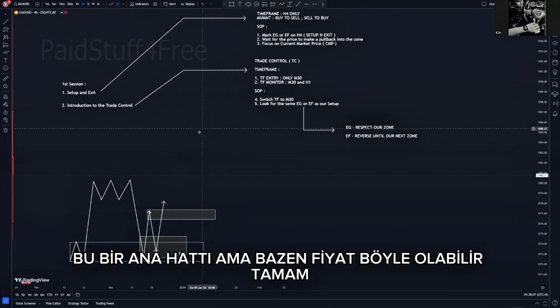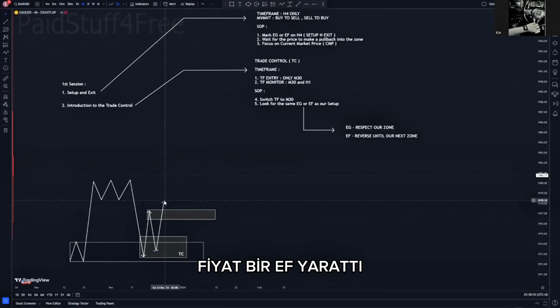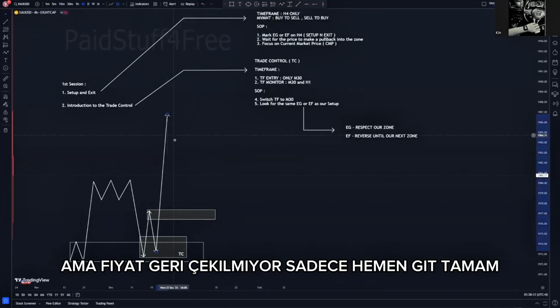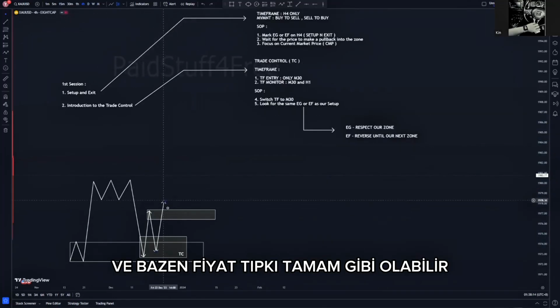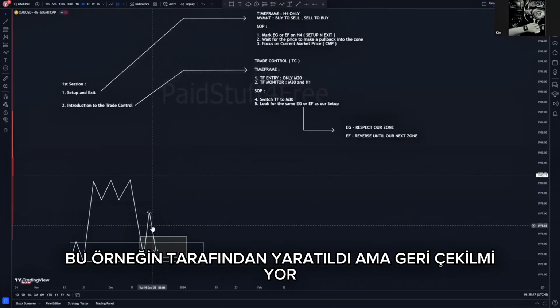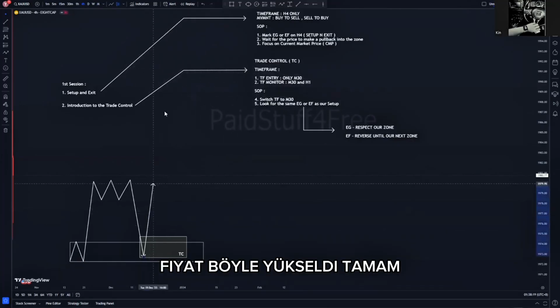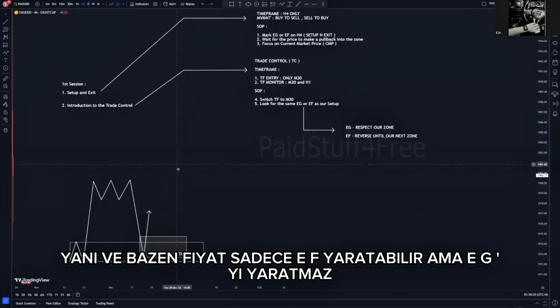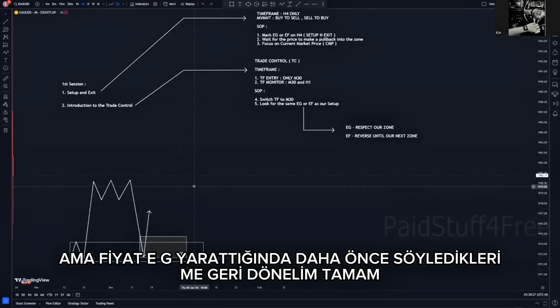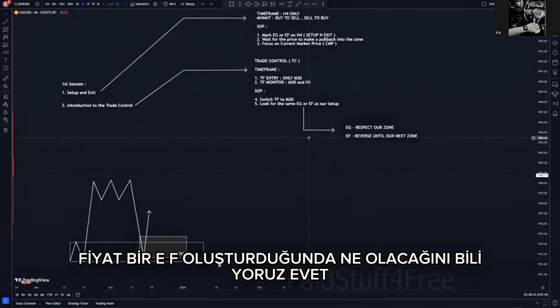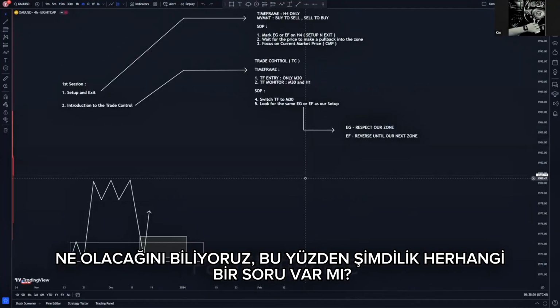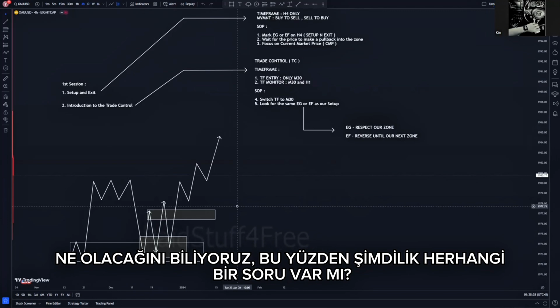But sometimes the price can do this. The price created an EF, but doesn't make a pullback, it just goes straight away. Sometimes the price creates this EG buy but doesn't make a pullback, and goes all the way out like this. And sometimes the price can create EF but doesn't create EG. But back to what I've said earlier, when the price creates EG, we know what will happen. When the price creates an EF, we know what will happen. So for now, is there any question?